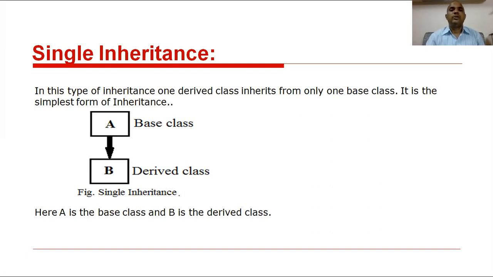Clear, all of you? So here are the various types of inheritances. The first one is single inheritance. In this type of inheritance, one derived class inherits from only one base class. It is the simplest form of inheritance.